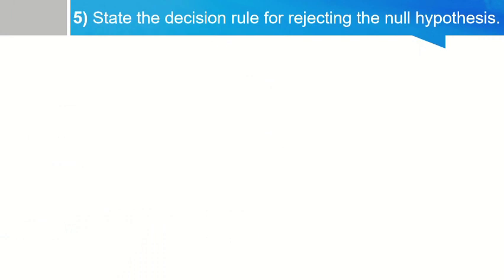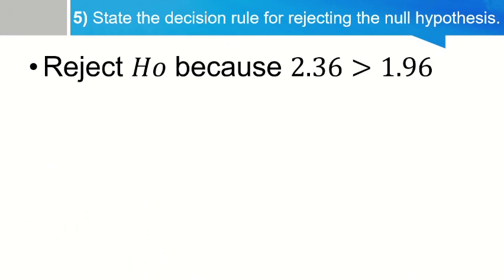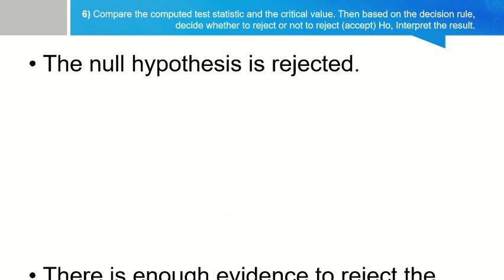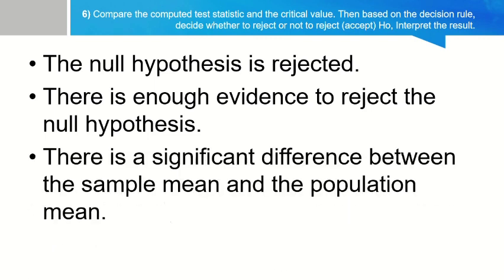Next, state the decision rule for rejecting the null hypothesis. Reject H0 because 2.36 is greater than 1.96. So, ito yun eh. Mas mataas yung computed z statistic nyo kesa sa critical value. So, tingnan natin. The null hypothesis is rejected. There's enough evidence to reject the null hypothesis. There is a significant difference between the sample mean and the population mean.